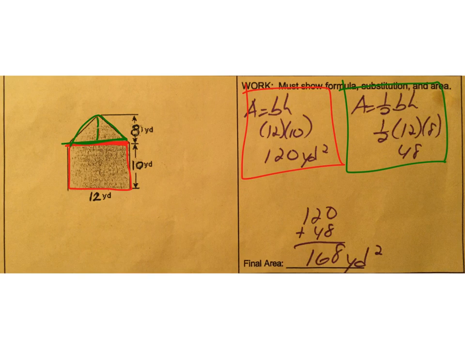Now they are next to each other. It's one big shaded region. So that's why you add them up. 120 plus 78 gets you 168 square yards.